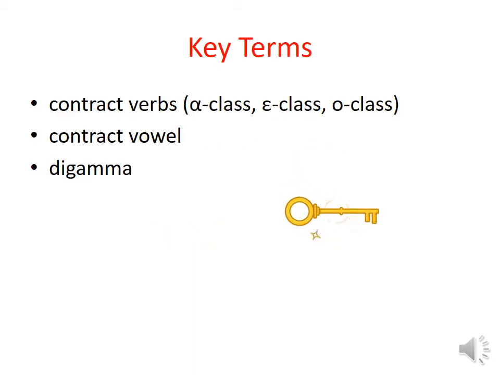Key terms we'll encounter. Contract verbs, there are three classes, the alpha class, the epsilon class, and the omicron class. We'll encounter something called the contract vowel. And then at the end, we have something very special, a discussion about a digamma. What?